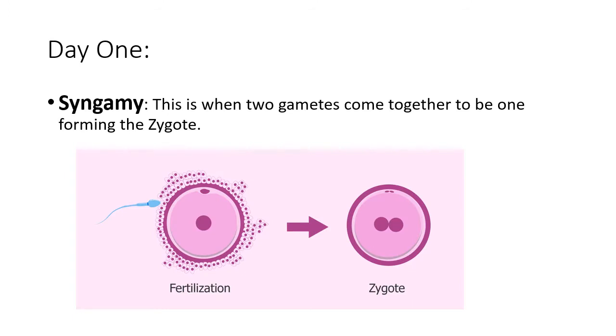So day 1, syngamy means it's when the 2 gametes come together. A gamete is a sex cell, and the male, you see on the left, the blue sperm, that's a gamete, the male gamete, and in the big purple in the middle is the woman's egg, that's her gamete. So you have male and female gametes coming together to form one cell called a zygote. That zygote is actually your first stem cell of the human body.